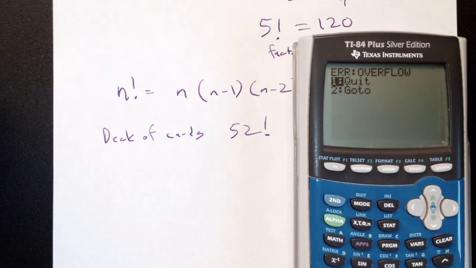Overflow? My calculator only understands numbers up to 10 to the 99th. 70 factorial is 10 to the 101st. It's too big for a calculator. I only need fewer than 100 people to line them up to get a number that's so big my computer won't handle it. It's insane.